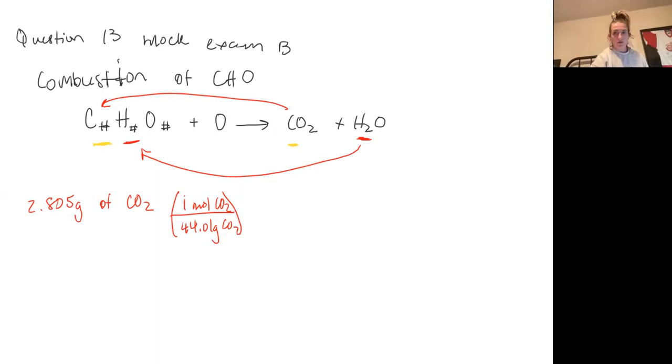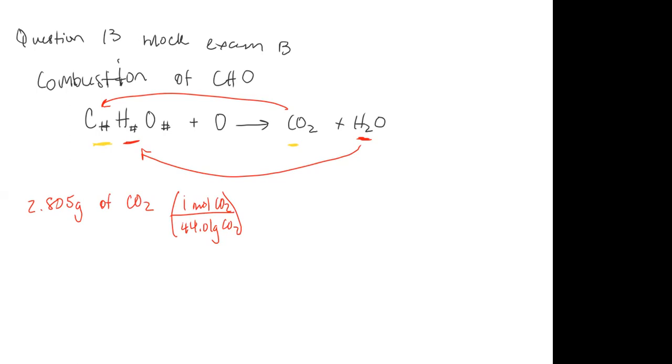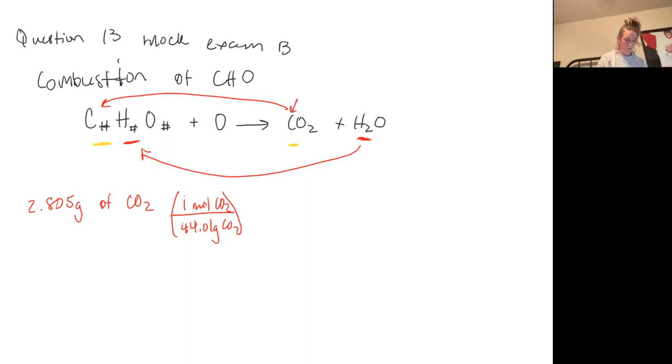And then how many moles of carbon are in 1 mole of CO2? What is that ratio? 1. Yep, it's going to be 1 to 1. So we have 1 carbon for every 1 molecule of carbon dioxide. So we'll have 1 mole of carbon is equal to 1 mole of CO2.